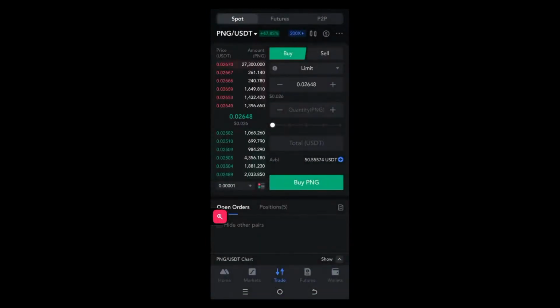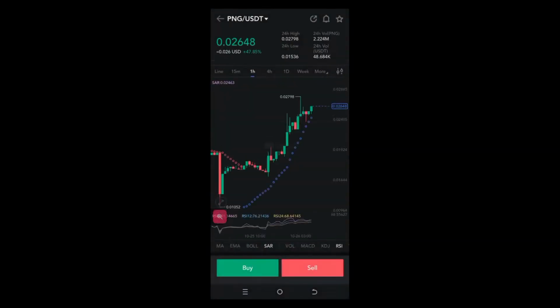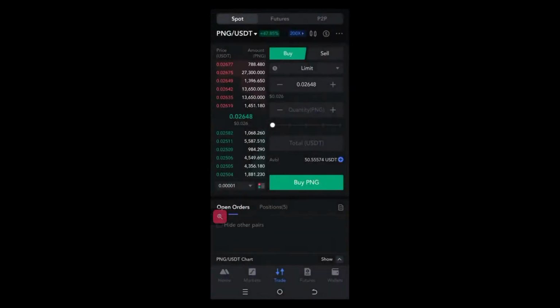Do we want to try this out one more time? Let me check this out. It looks like it's in pump mode. Yeah, I think I'll try this out one more time. Let's go. There's no harm in it.